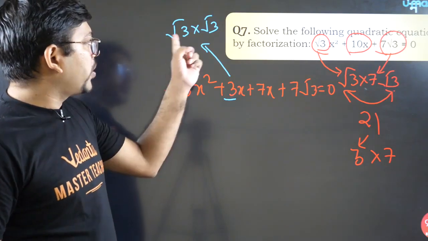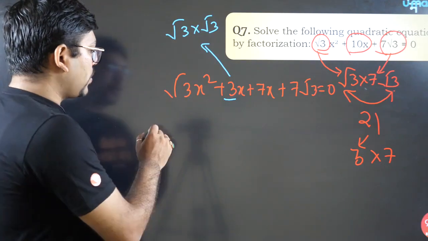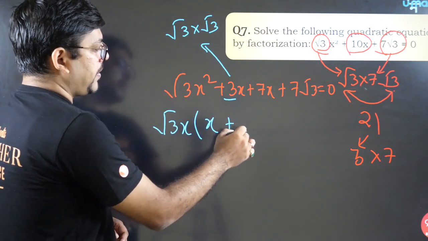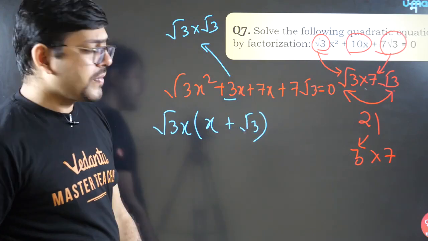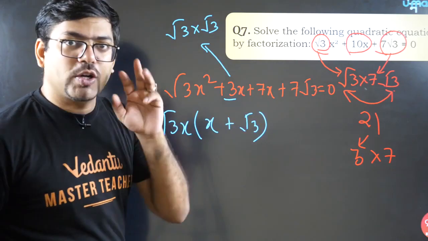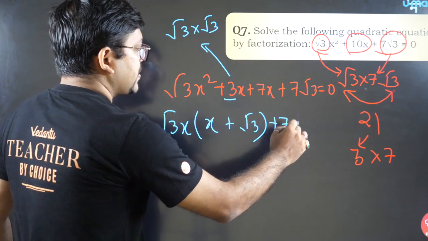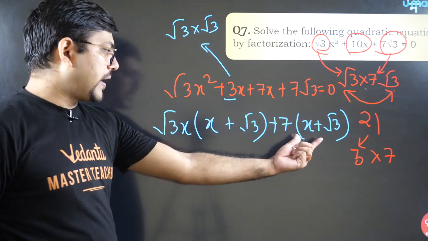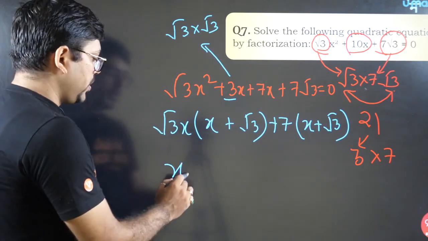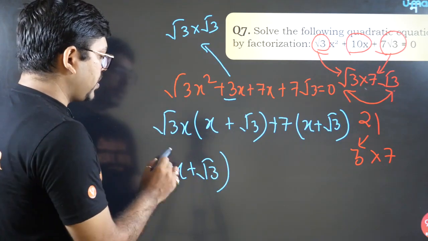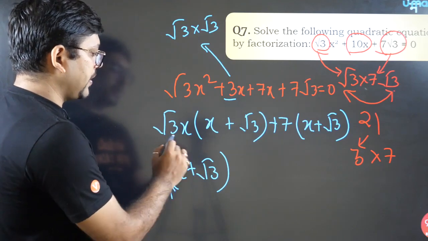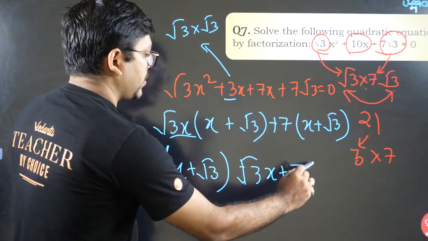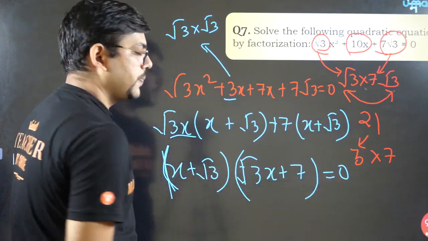So this means 3 can be broken into root 3. So from here you will take out root 3x common. What is remaining is x plus root 3, isn't it? Similarly, from here you can get 7 common. If you take out 7 common, what is remaining is x plus root 3, isn't it? So if you take out common x plus root 3 from both the terms, you will be getting x plus root 3, and what is remaining? Root 3x plus 7. So you will get root 3x plus 7, and that will be equal to 0.